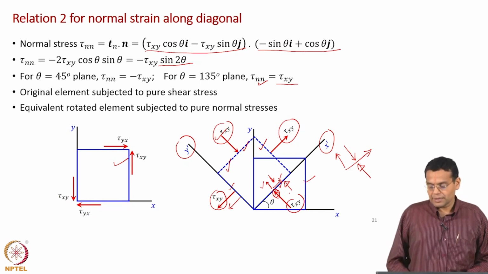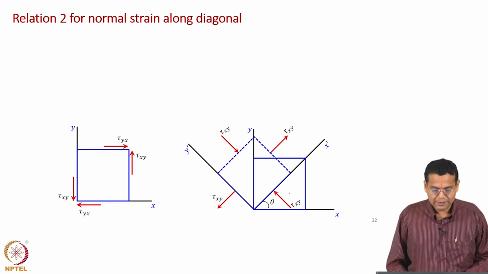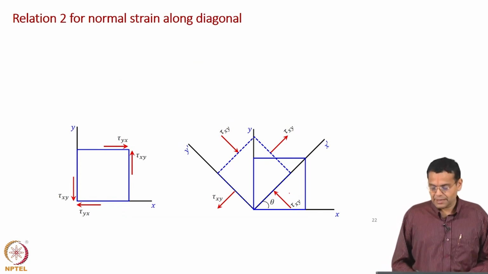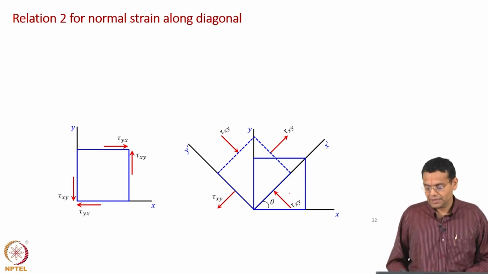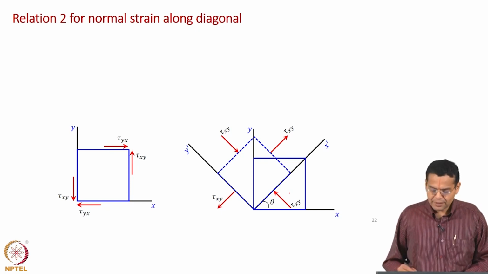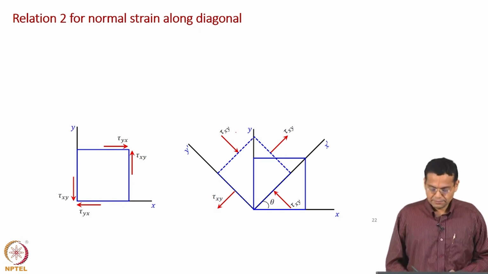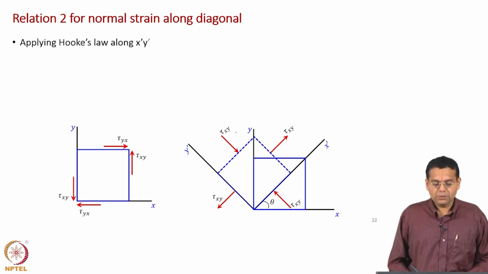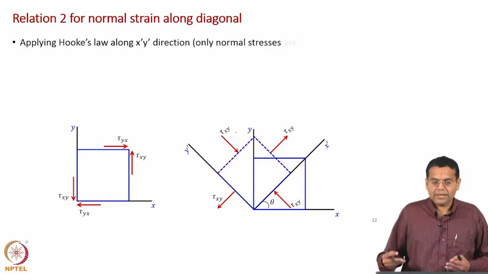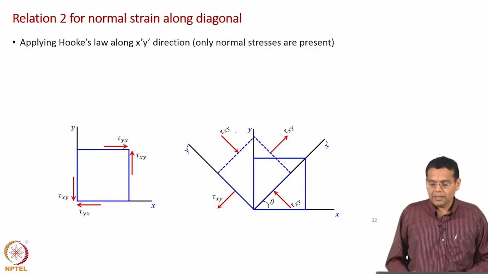Our final objective is to get an expression for normal strain along the diagonal. What is the axis now? X dash axis. Okay. That is what we will do now. The same figure is represented, I think now very clear to see here. In this rotated configuration there are only normal stresses acting on the sides. Now, we will apply Hooke's law in this rotated x dash y dash plane, where only normal stresses are present.